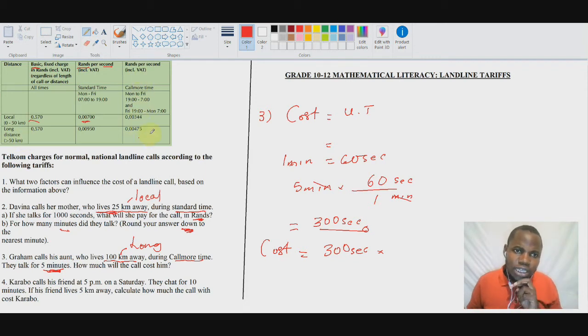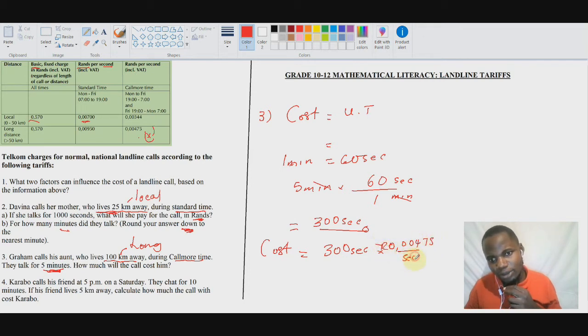So where those two meet, they meet here, long distance and call more time. So you use that tariff. What is that tariff? It's 0.00475 rands per second. Okay. Now this is the cost.